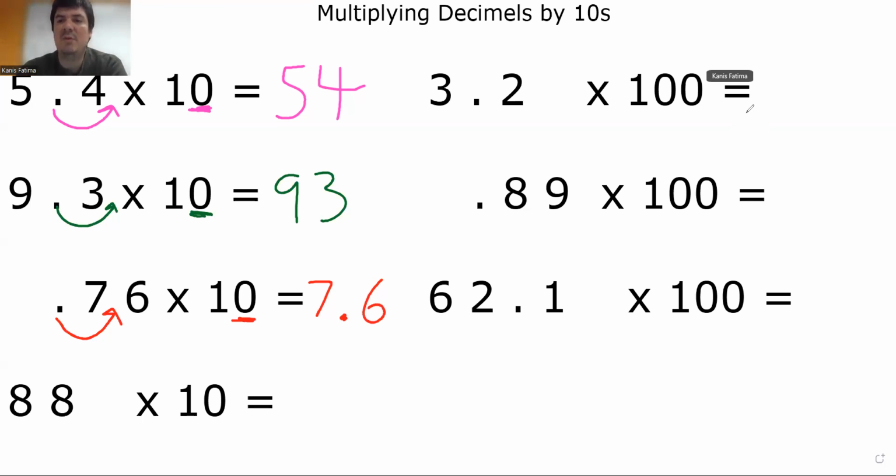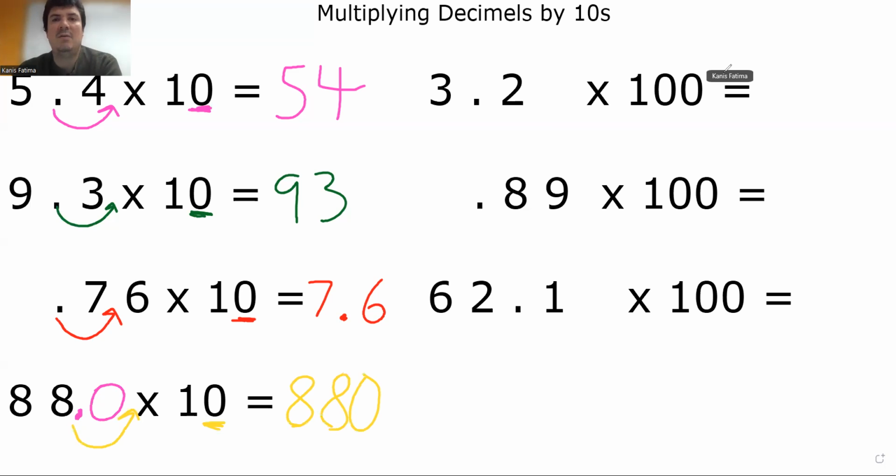Looking at the next number, we have 88 times 10. Now, again, you don't see it, but there actually is a decimal right there because 88 is the same as 88.0. So again, we just follow the same rule. Since it's 88.0 times 10 and 10 has 1 zero, you're just going to move that decimal to the right one spot. So the new number is 880.